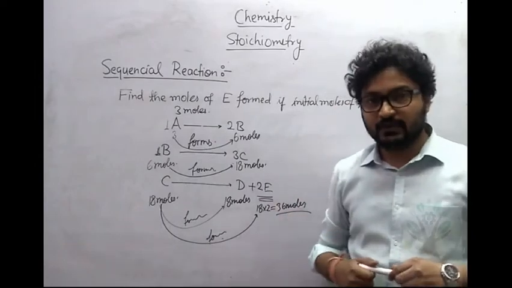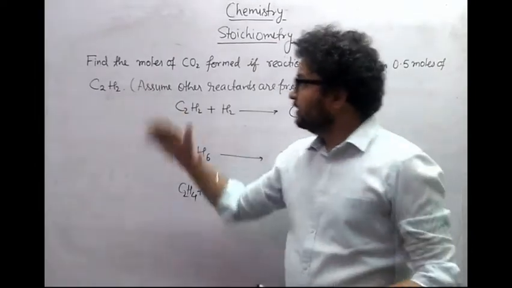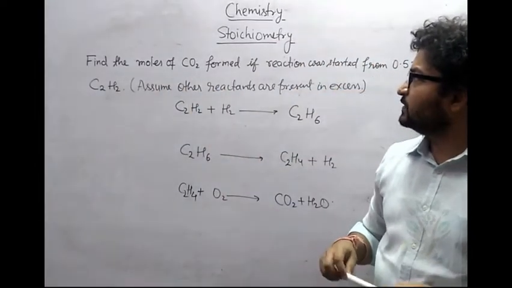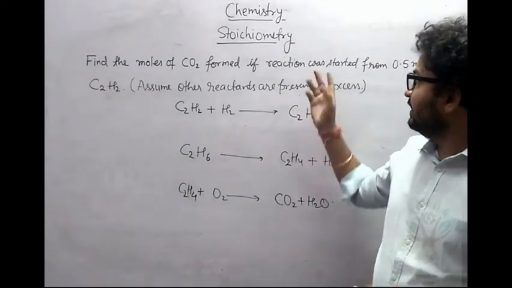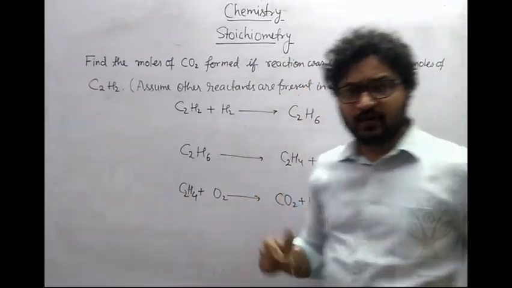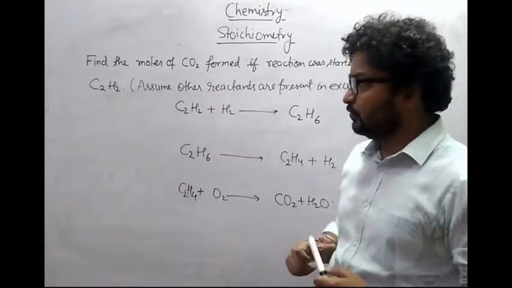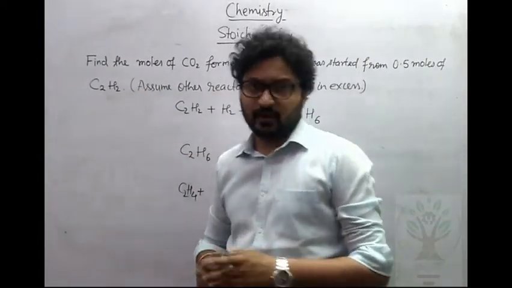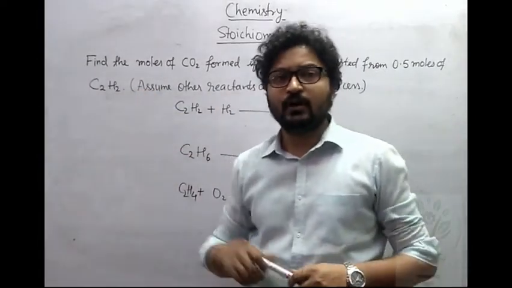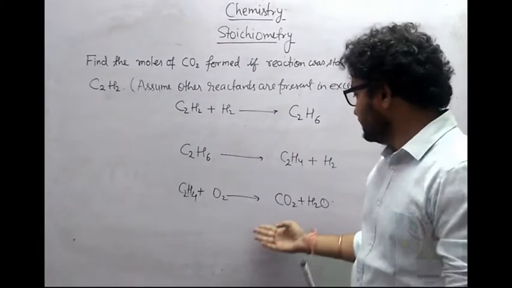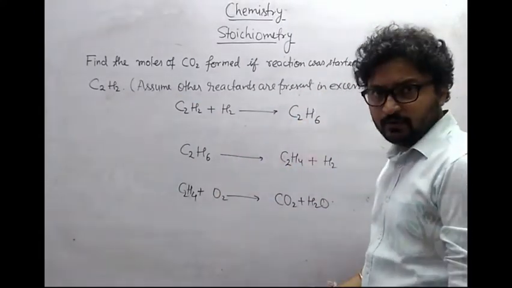Okay, let's move to the next problem. Next problem is: find the moles of CO2 formed if the reaction was started from 0.5 moles of C2H2. It means you started the reaction with 0.5 moles of C2H2. Now you have to find the moles of CO2 formed. These reactions are given to you.